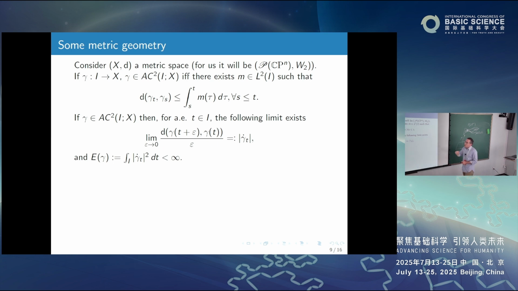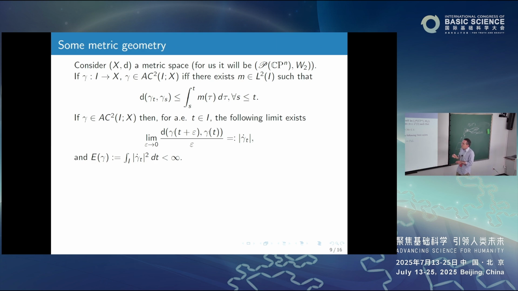So this will be just one slide on metric geometry, very simple. We have a metric space that you have to think of as P of CPN, the space of probability measures with a W2 distance. It will possibly be of infinite dimension, whatever this means. And if you take a curve, it is called absolutely continuous AC2 if and only if there exists an L2 function over the interval such that the distance between gamma t and gamma s is bounded from above by the integral from s to t of this function.